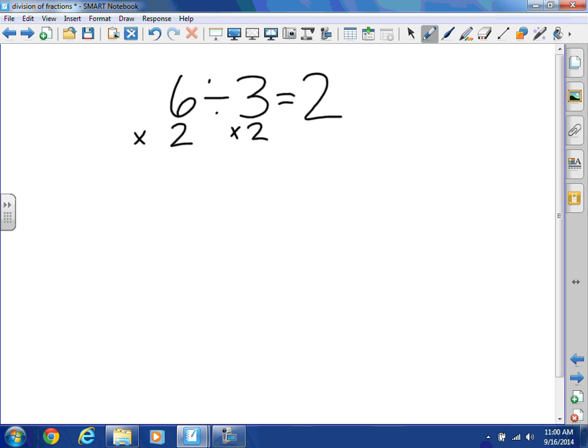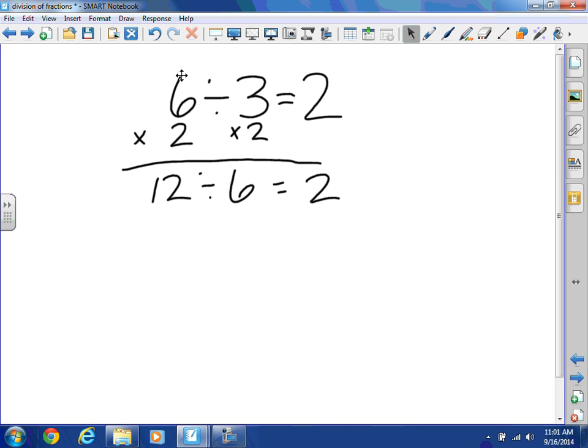Does it change the value of this problem? Will it still equal 2? Well, let's find out. What's 6 times 2? 12. What's 3 times 2? 6. Is 12 divided by 6 still 2? Yes. So it didn't change the value of my equation.